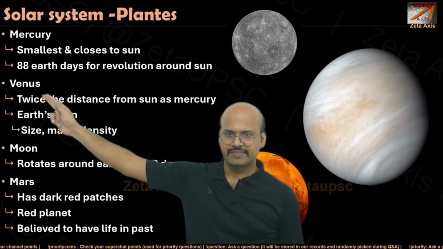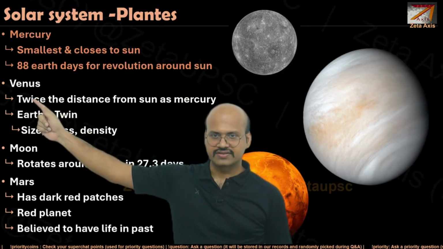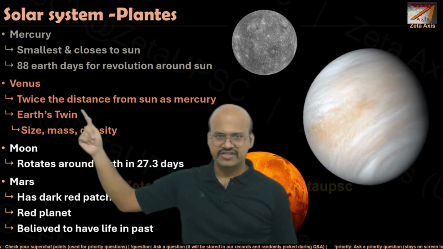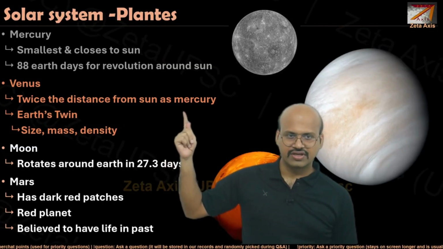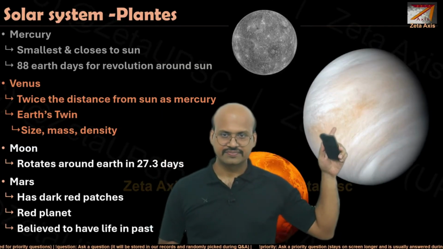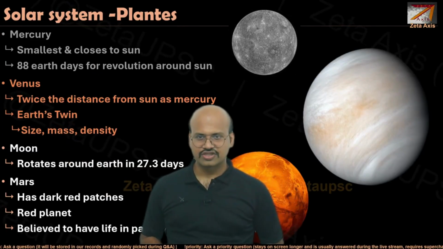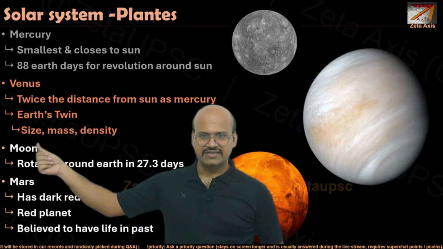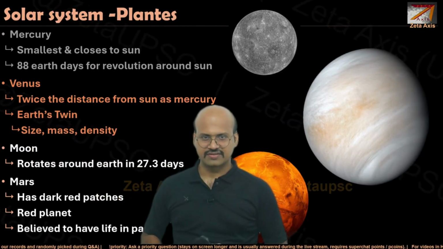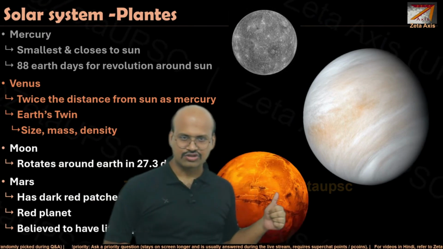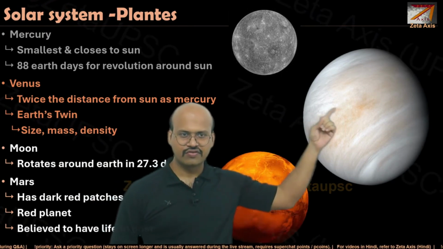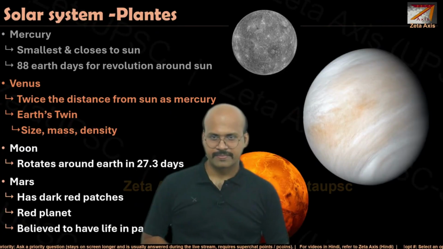Then the second planet is our Venus. So Venus is twice the distance from the Sun as Mercury. It looks something like this. It's Earth's twin. So generally Venus is called Earth's twin because it has the same size, same mass and almost the same density. So remember, Mars is not called the Earth's twin, it is Venus which is called Earth's twin.